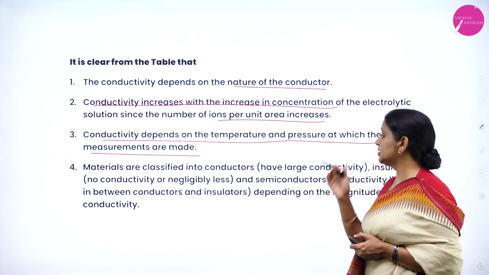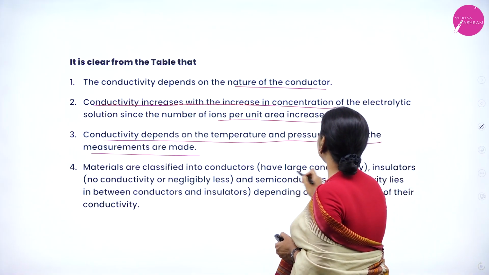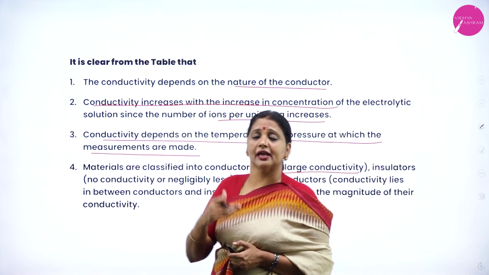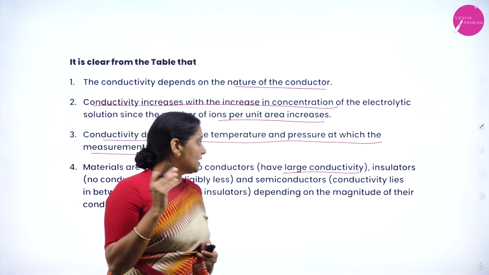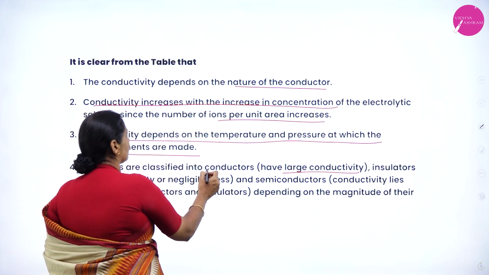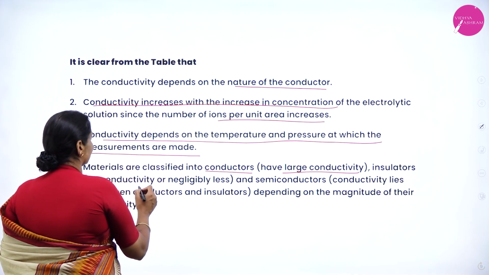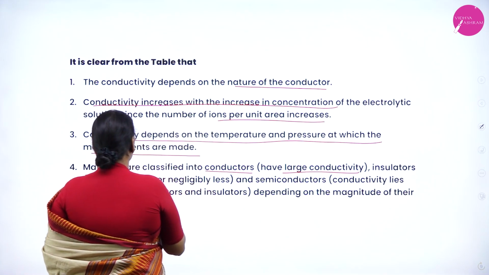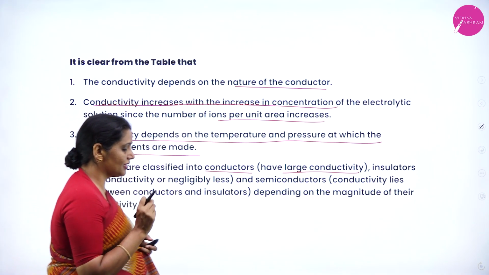Materials are classified into three types: conductors, semiconductors as well as insulators, depending upon their conductivity value. If they have large conductivity, they are called conductors. If they have very less conductivity, they are called what? Insulator. If it is between conductors and insulator, they are called what? Semiconductors.